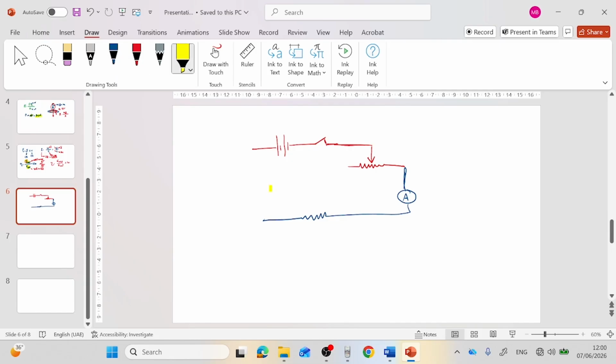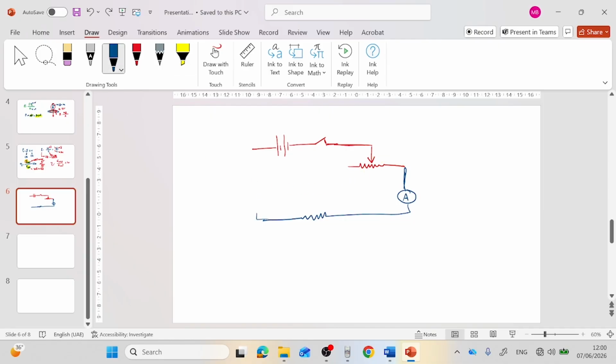What is the difference between this one and this one? This fixed resistance, you can't change its value. It's fixed, it's constant. But this one, you can change its value by moving the slider to the left or to the right. If you want to increase its value, you can move it to the left. If you want to decrease its value, you can move it to the right.